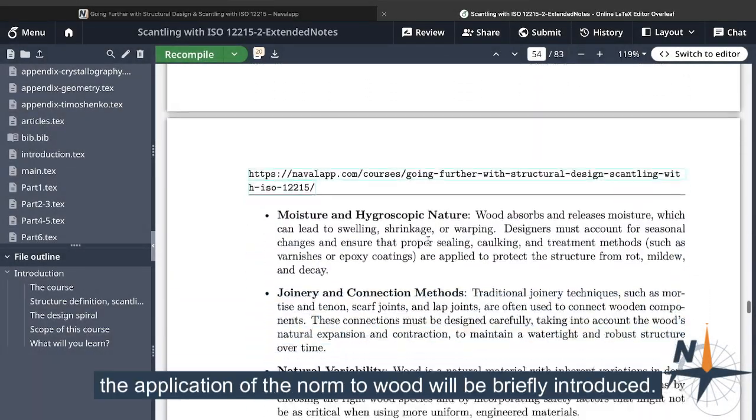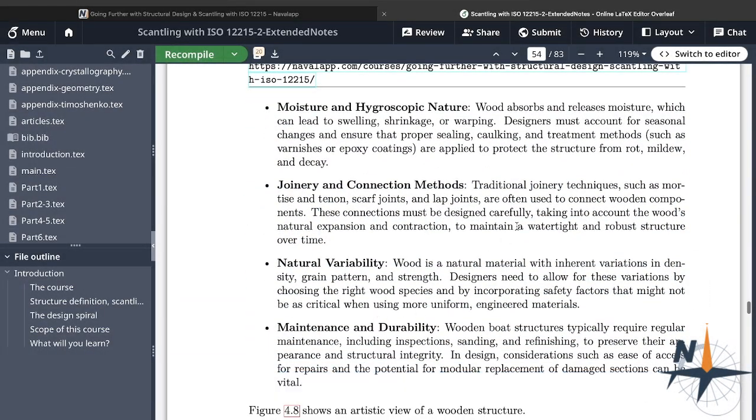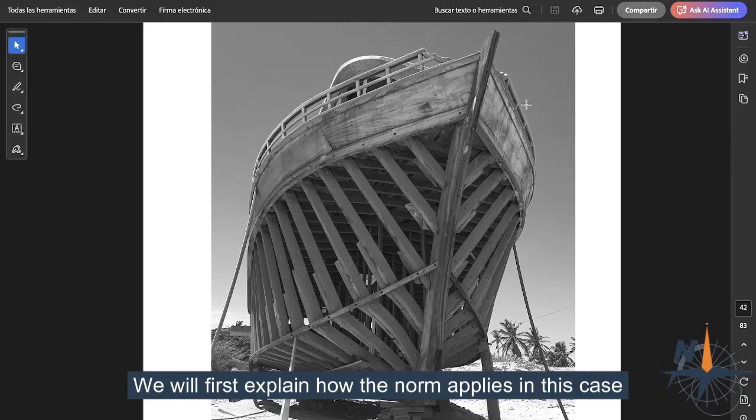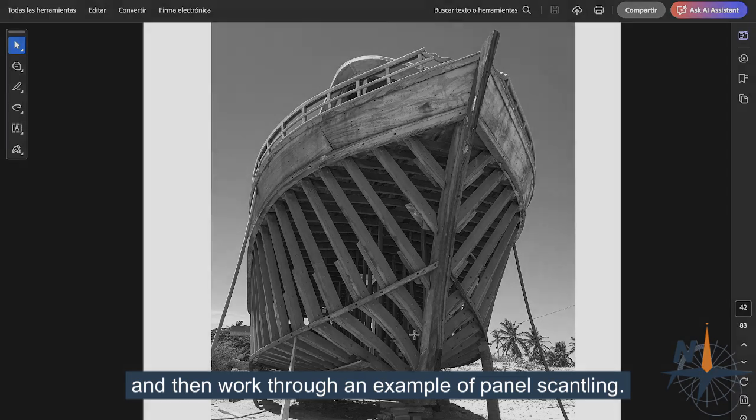Finally, the application of the norm to wood will be briefly introduced. We will first explain how the norm applies in this case, and then work through an example of panel scantling.